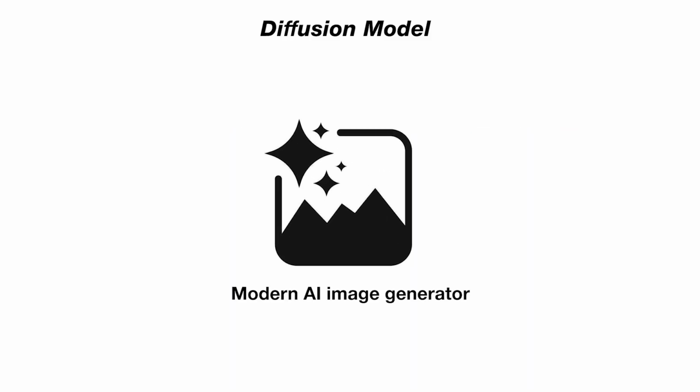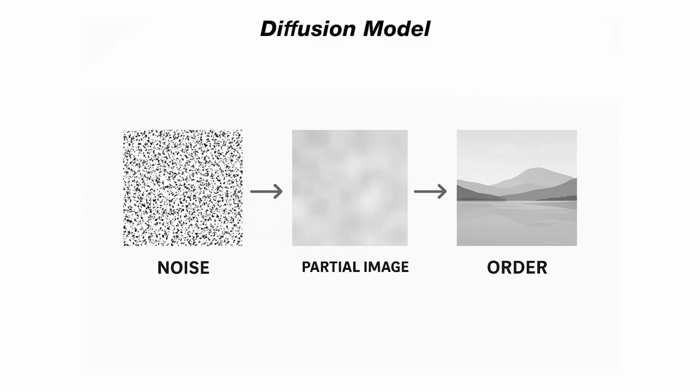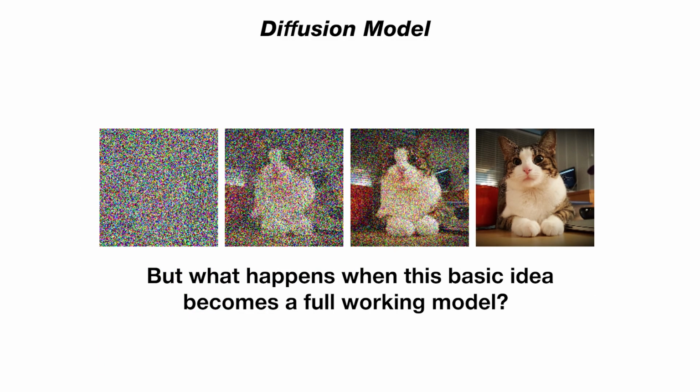They form the foundation for every modern AI image generator, from art tools to advanced research models, demonstrating how controlled randomness can produce highly realistic outputs. But what happens when this basic idea becomes a full working model?